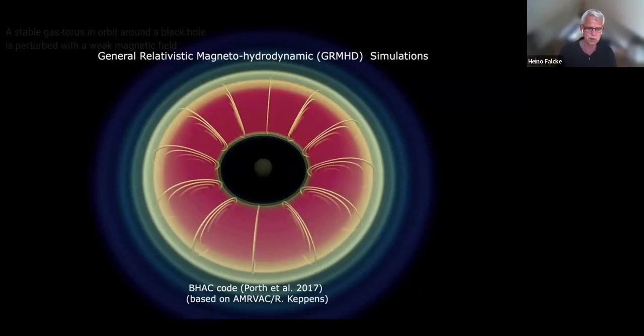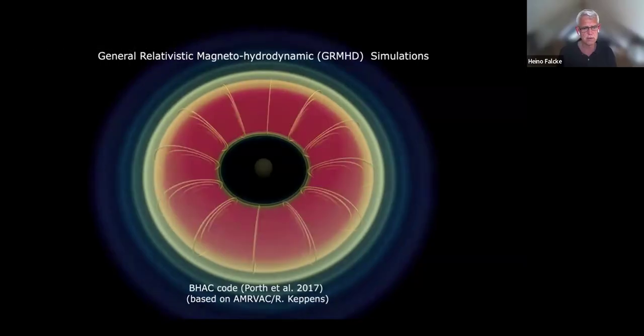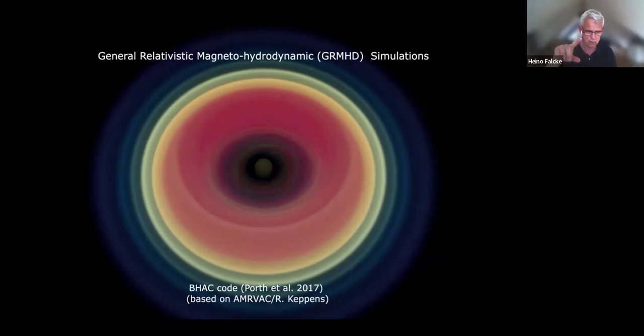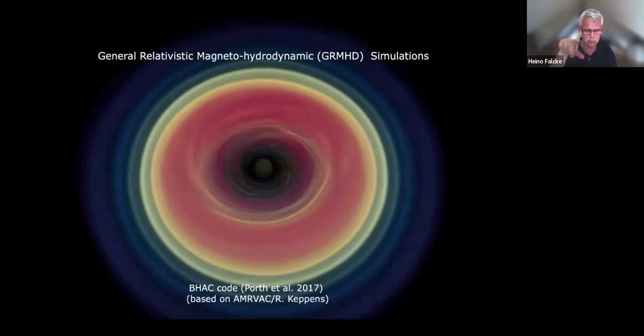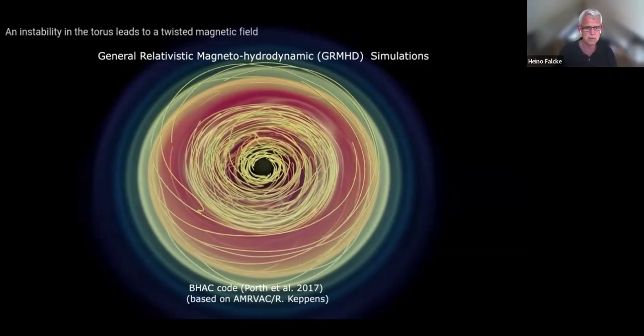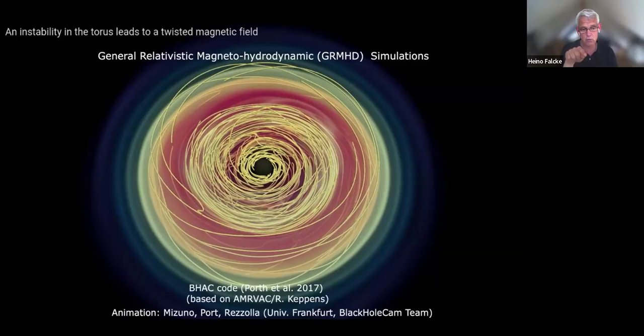And then you start with some initial conditions. You put some gas around the black hole. You thread it with magnetic fields, and then you let it rotate, because everything rotates at its local, as we call it, Keplerian speed, which means the inner parts rotate faster than the outer parts, because their gravity is also stronger.